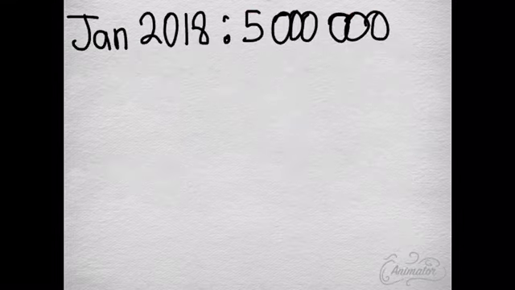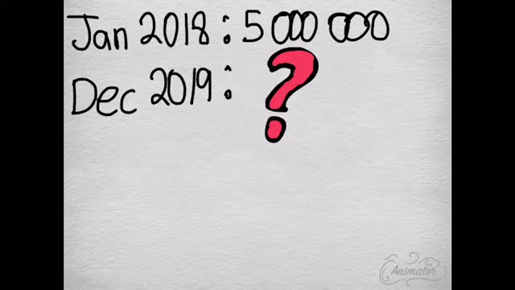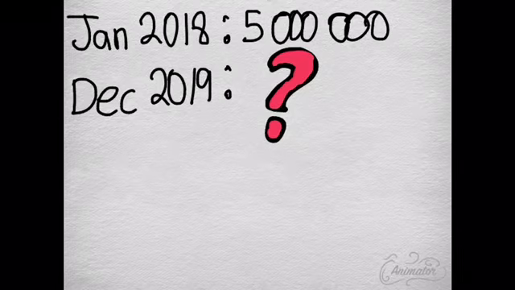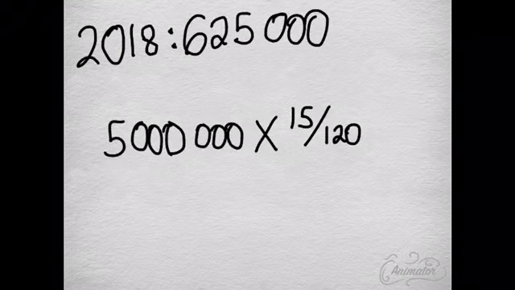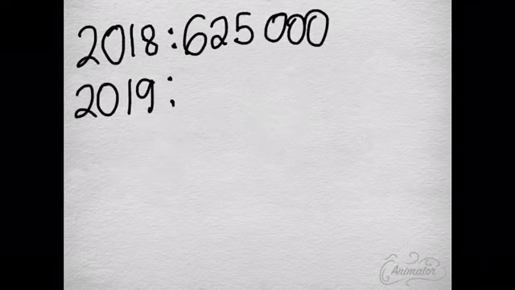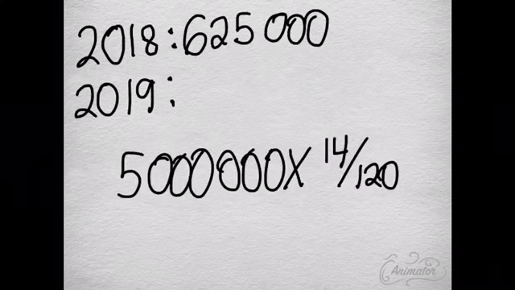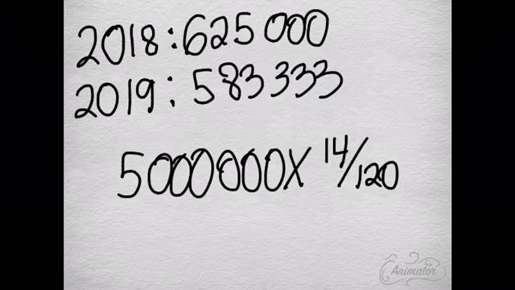In computing our depreciation, what if we are asked what is the carrying amount at December 2019? We would just deduct the depreciation for 2018 and 2019. As for 2018, we multiply the cost of 5 million times 15 over 120. And as for 2019, the same formula goes, but we just deduct 1 year from the numerator.